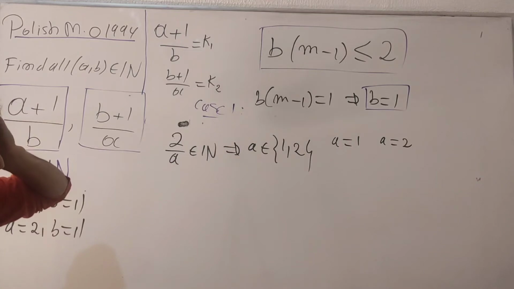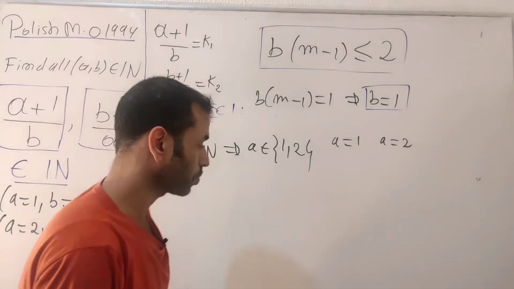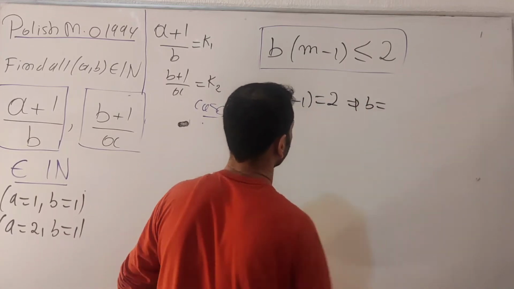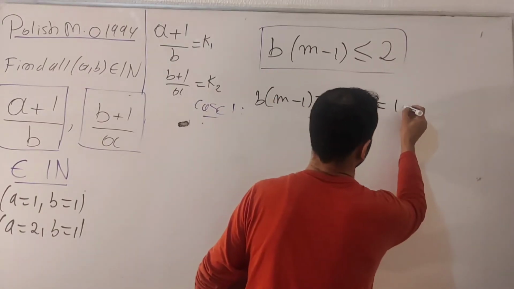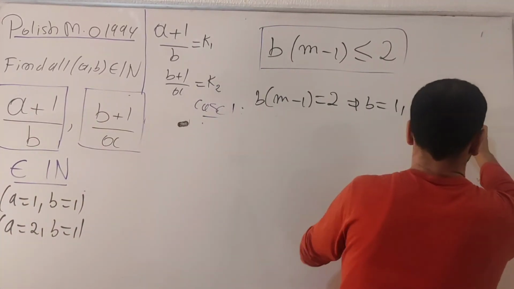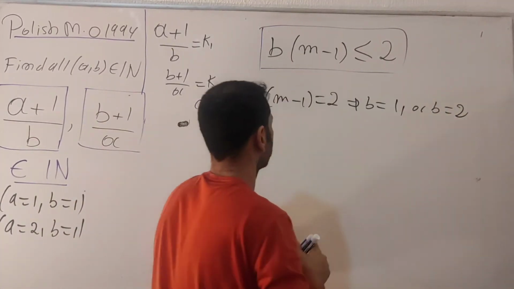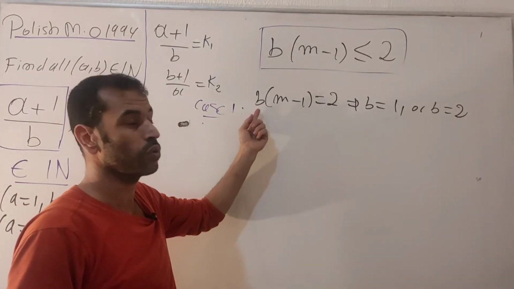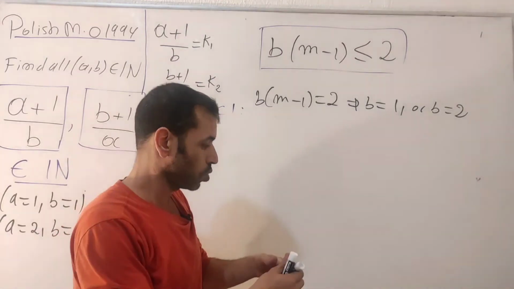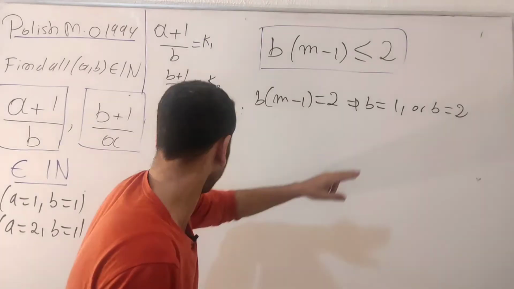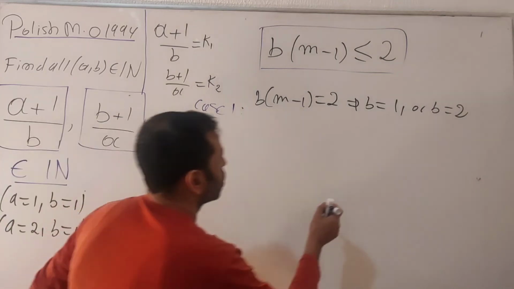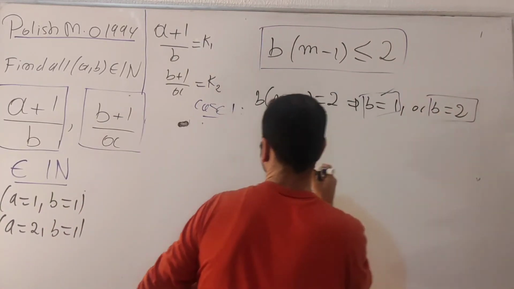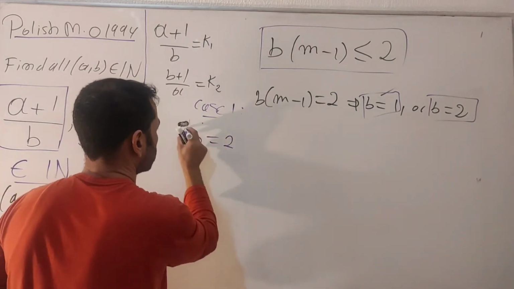Okay, let's go through the second case, when we have this product equals 2. So this product equals 2 implies b is going to take two cases, b equals 1 or b equals 2. Because if b equals 1, this one equals 2. If b equals 2, this one equals 1. So for b equals 1, we don't need that because we already have a solution for that. Now we are going to take off this one from here. We are going to leave only this one. So we get b equals 2.